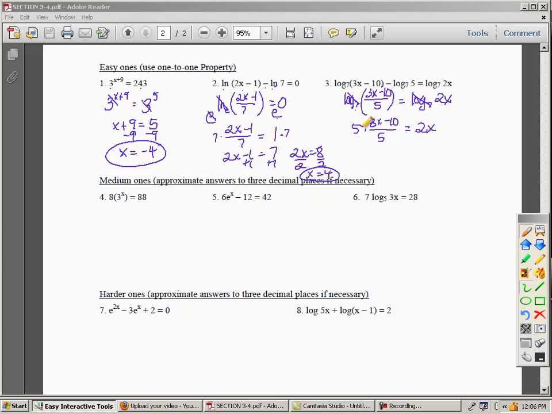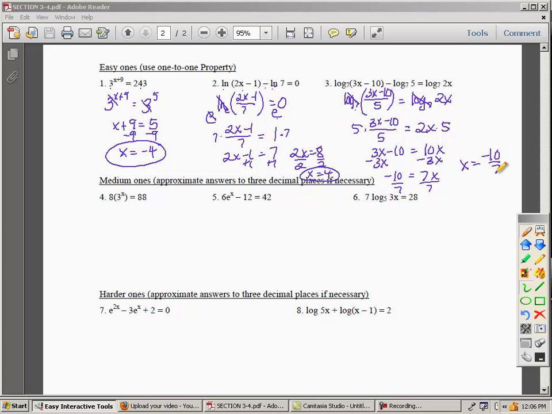I'm going to get rid of my denominator here for a second by multiplying by 5. 3x minus 10 is 10x. When I subtract my 3x, negative 10 equals 7x, and I divide by 7, x is negative 10/7.